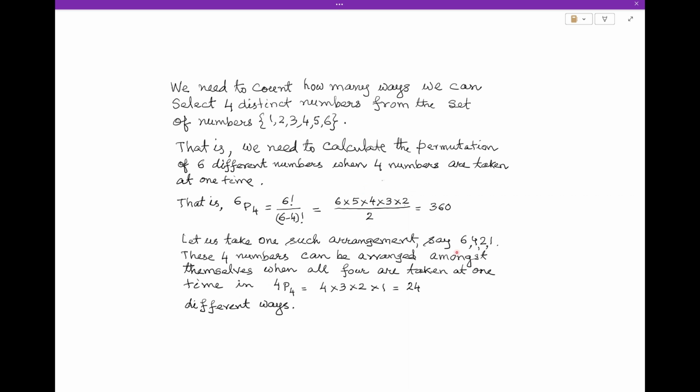Let us take one such arrangement. Let us say 6, 4, 2, 1. These 4 numbers can be arranged amongst themselves when all 4 are taken at one time, and that is given by 4P4, or 4 multiplied by 3 multiplied by 2 multiplied by 1, which is equal to 24 different ways. So 4 numbers can be arranged in 24 different ways.